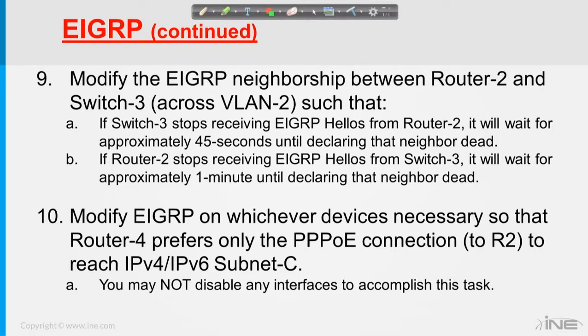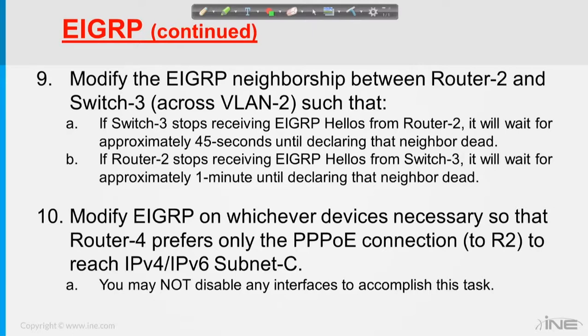Let's take a look at task 10. Modify EIGRP on whichever devices necessary so that router 4 prefers only the PPP over Ethernet connection to R2 to reach IPv4, IPv6 subnet C. And it says you may not disable any interfaces to accomplish this task. Now there's more than one way to do this. Why don't you type into the live question feed, how would you do this?